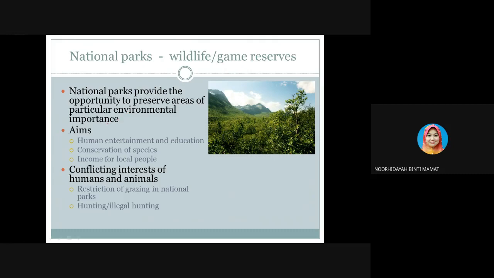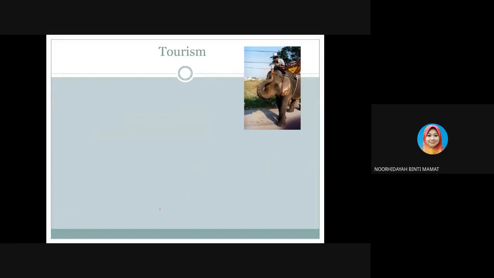We also have the aim here of the nature parks, which is for human entertainment and education. The nature parks are also aimed at the conservation of species and at income for the local people. But there is also a conflict of interest between humans and animals: there are restrictions on grazing in the national parks, and they are also faced with hunting or illegal hunting. Then we move to tourism.